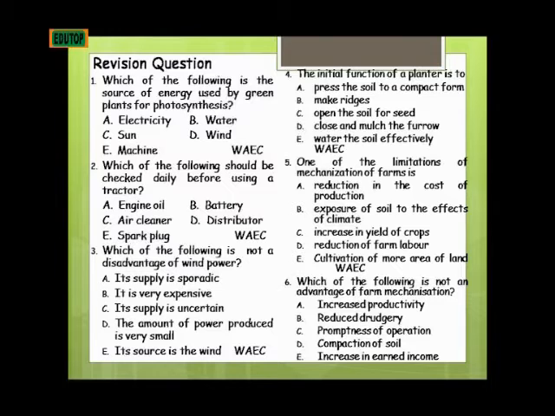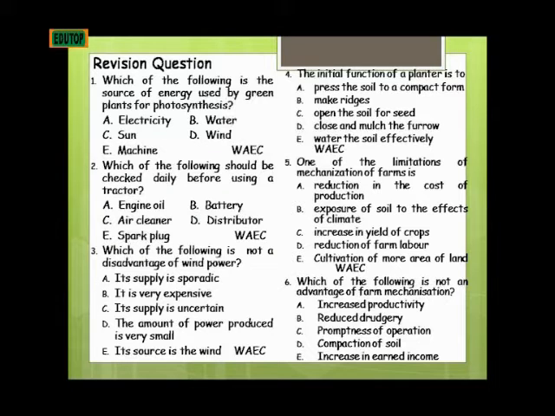And the next question, question 2. Which of the following should be checked daily before using a tractor? A. Engine oil. B. Battery. C. Air cleaner. D. Distributor. E. Spark plug. The correct answer is A. That is engine oil. You have to check your engine oil on a daily basis.